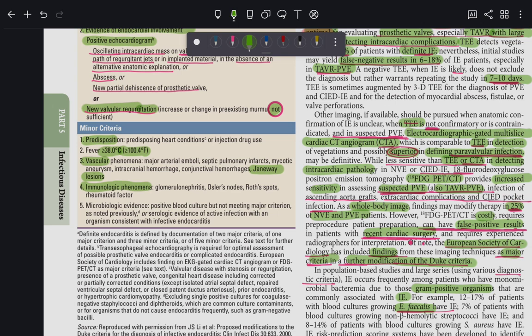But we mostly see fever and conjunctival hemorrhages very often. So always send rheumatoid factor, because this will come in the possible diagnosis of infective endocarditis.